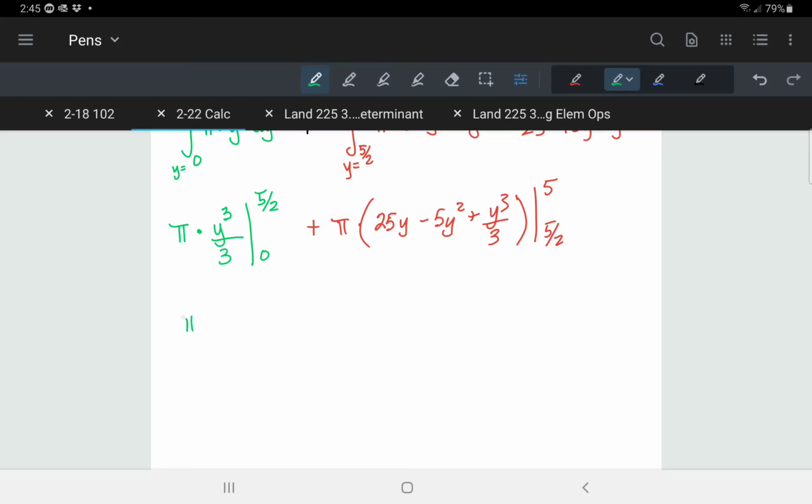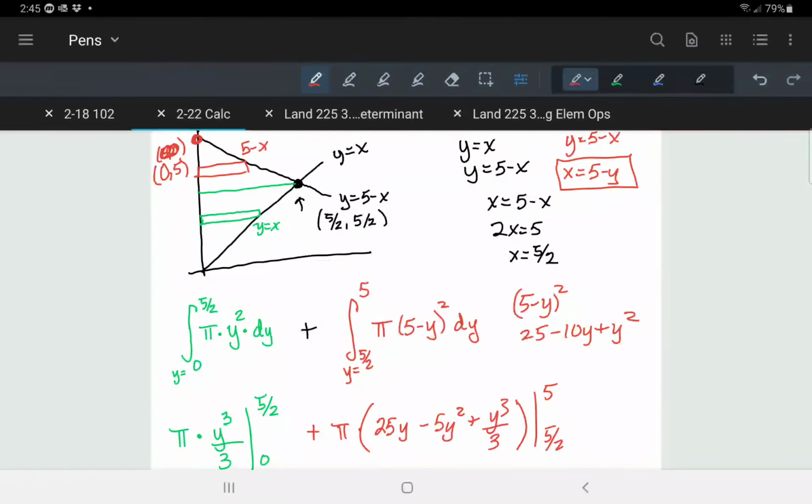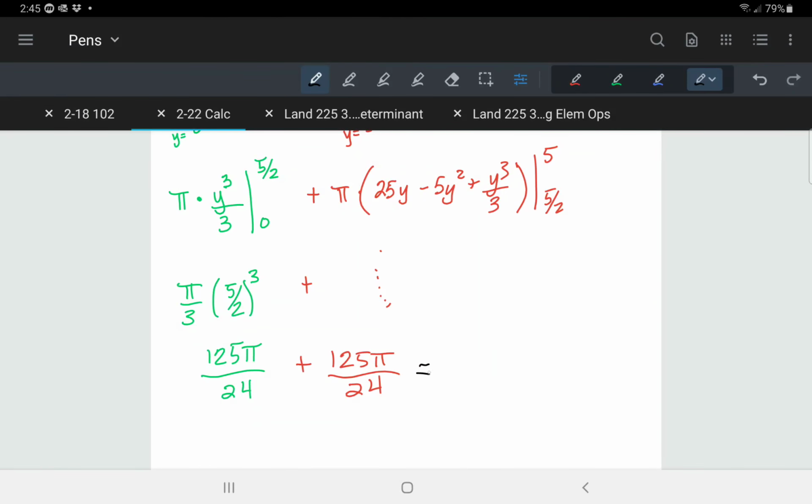This one's quite simple. This will be pi over 3 times just 5 halves cubed. So in the end, what you'll get is 125 pi over 24. Now on the red part, you go through the integration, and you will also get 125 pi over 24 there. And that makes sense because our region here is symmetric. But in the end, then you just do a simple calculation. This becomes 250 pi over 24, which after reducing is 125 pi over 12.